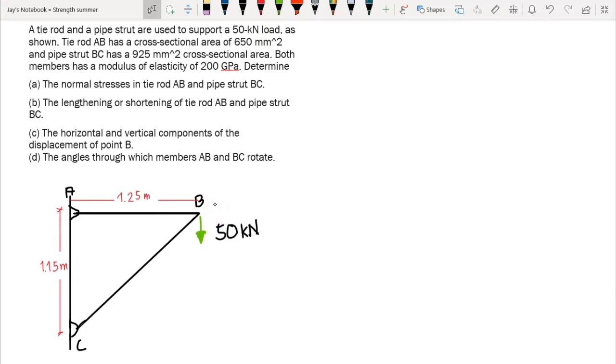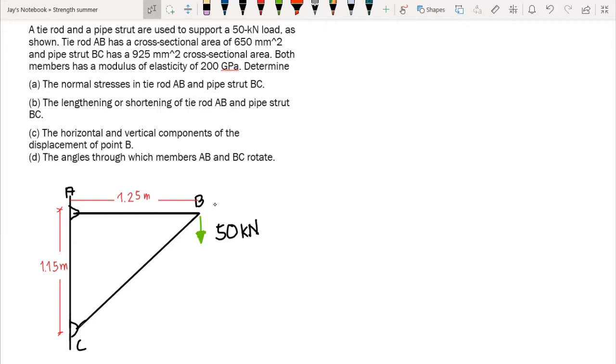Okay, now our first question is to determine the normal stress in tie rod AB and pipe strut BC. Then the second question is to determine the lengthening and the shortening of tie rod AB and pipe strut BC. Then the third question is to determine the horizontal and vertical components of the displacement of point B. And then the last question is to determine the angles through which members AB and BC rotate.